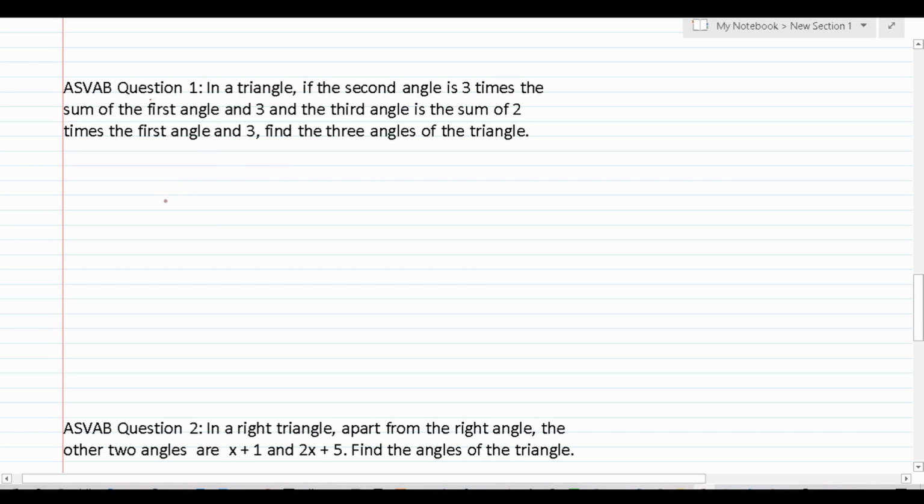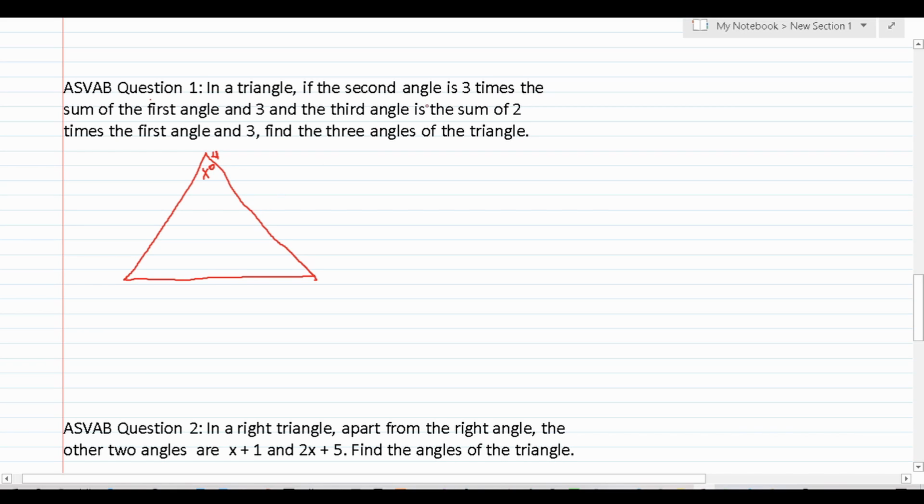So what I like to do when approaching these problems is to make my own diagram. So I'm going to go ahead and draw my own triangle here. Again, it doesn't say what type of triangle, so you can draw anything you want. And what it does say is the second angle is 3 times the sum of the first angle and 3. I'm going to have to represent that algebraically. So I'm going to let angle 1 just be x degrees. Again, I'm going to let this be angle 1.